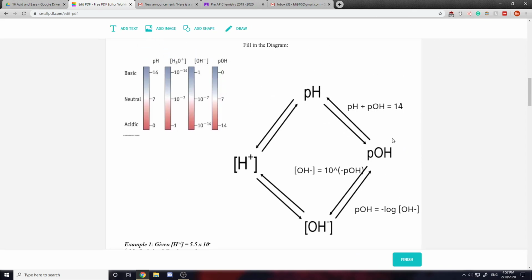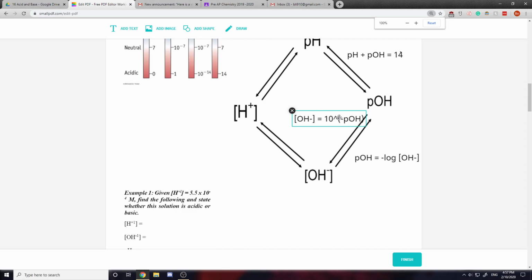Why this is the case, it's just the anti-log. It's the opposite of doing a log on the function. You'll learn more about this in Algebra 2 towards the end of the year. But just for now, that's the equation. If you're given pOH, you plug it into this formula to get the concentration of OH.